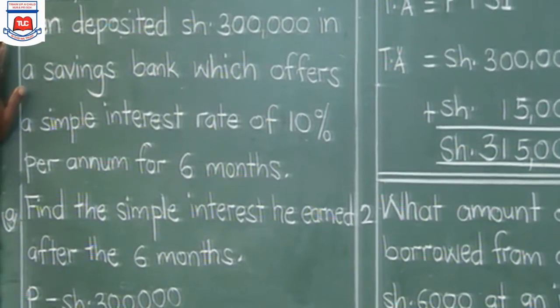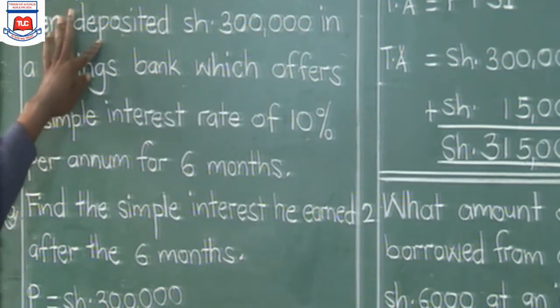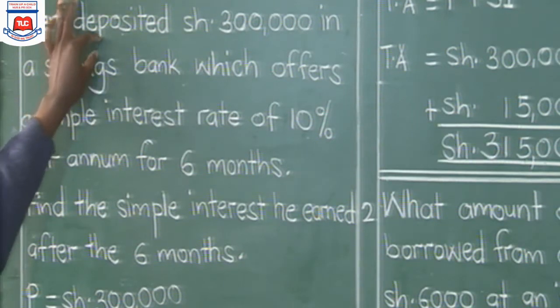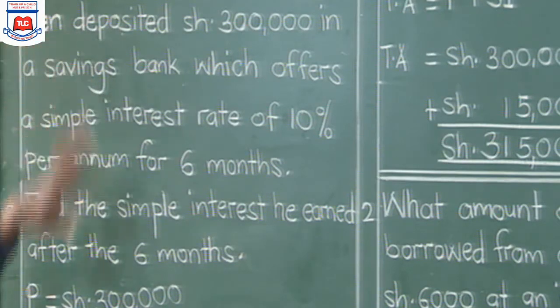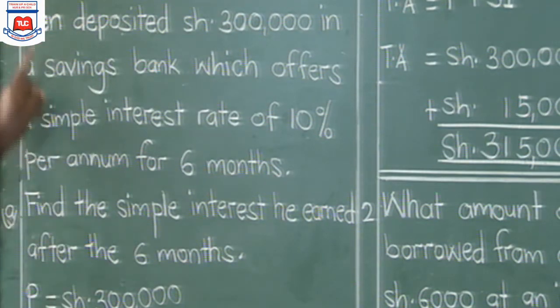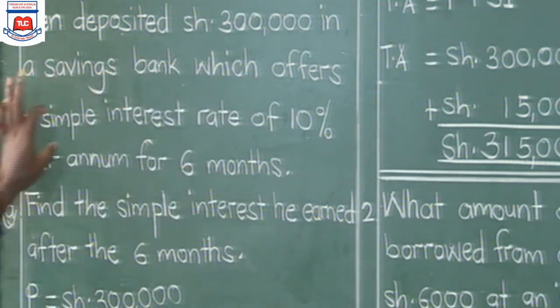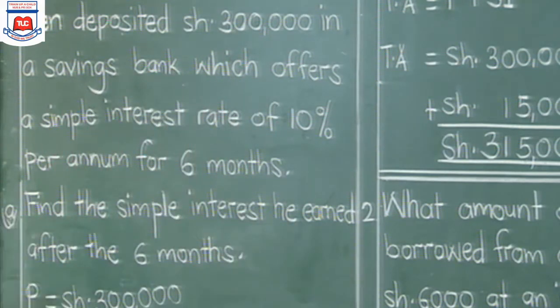And again, you must understand the meaning of deposit. To deposit is like to put money or to put something somewhere. So to deposit money is to put money into the bank. So Ben deposited 300,000 shillings in a savings bank, which offers a simple interest rate of 10% per annum for 6 months. What does one do then?